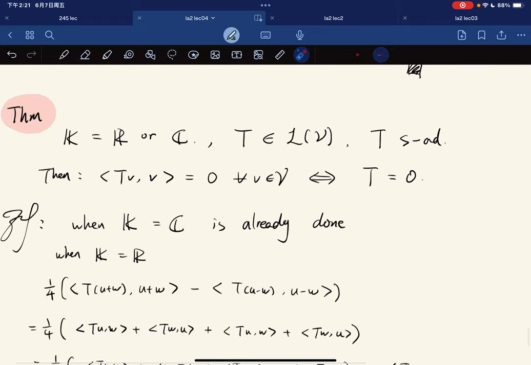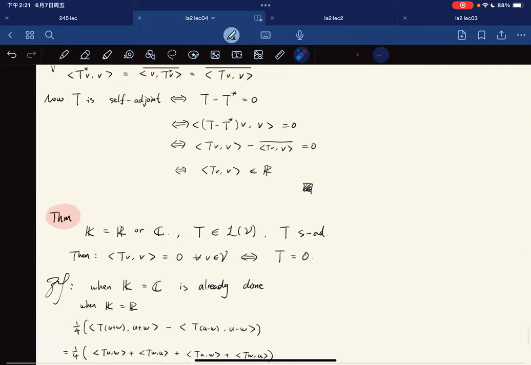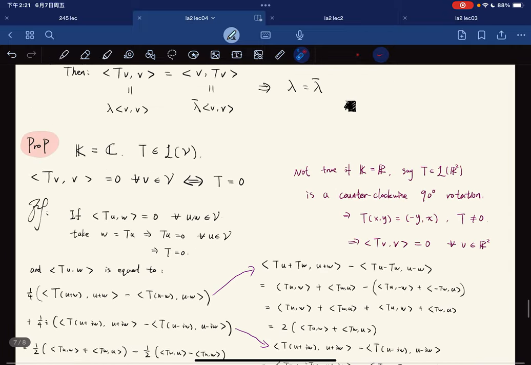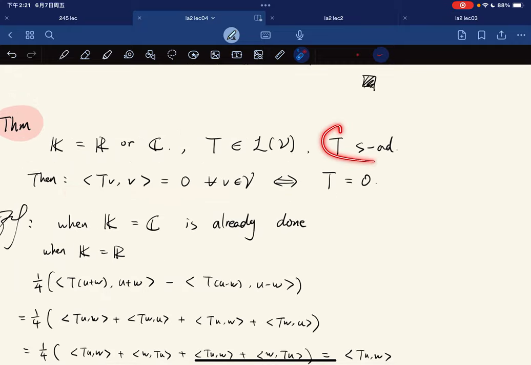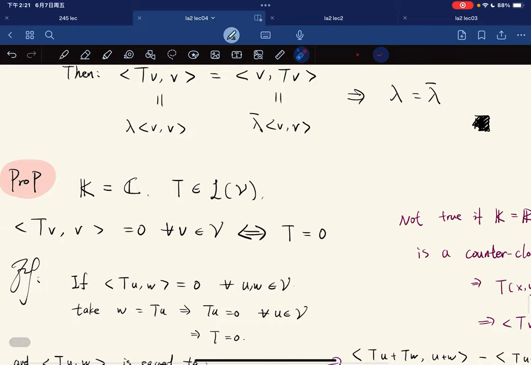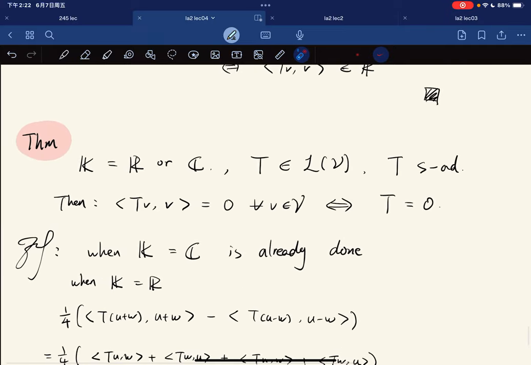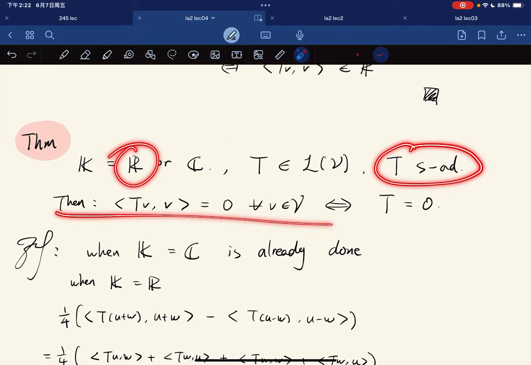And lastly, in general, if T is self-adjoint, then we have this logical equivalence, provided that T is self-adjoint. The case K equal to C is already done. When K is equal to C, this holds if and only if T is equal to 0, without the assumption of T being self-adjoint. We didn't require T to be self-adjoint, but if K is equal to R, we require T to be self-adjoint for this to hold.